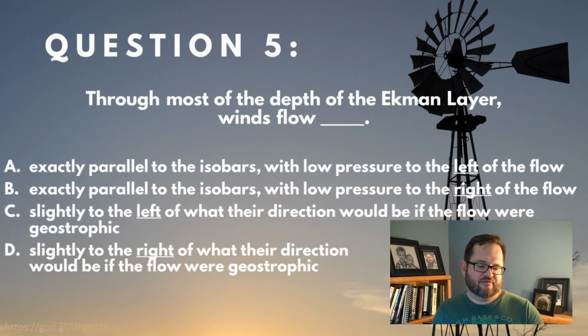Alright, question 5. Through most of the depth of the Ekman layer, winds flow A, exactly parallel to isobars with low pressure to the left of the flow, B, exactly parallel to isobars with low pressure to the right of the flow, C, slightly to the left of what their direction would be if the flow were geostrophic, or D, slightly to the right of what their direction would be if the flow were geostrophic. Whew, think about that. That's going to take some visualization. Go ahead and make a choice from those 4 options and get some feedback before you move on to the very graphic question 6.